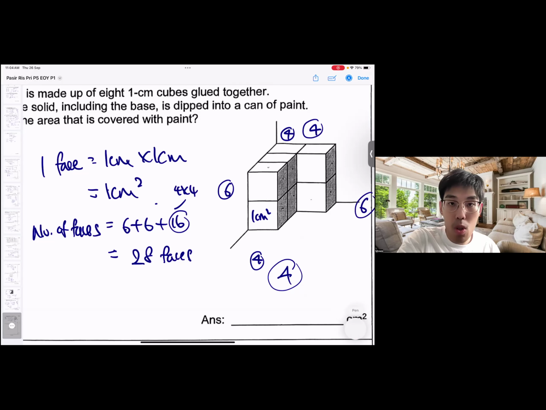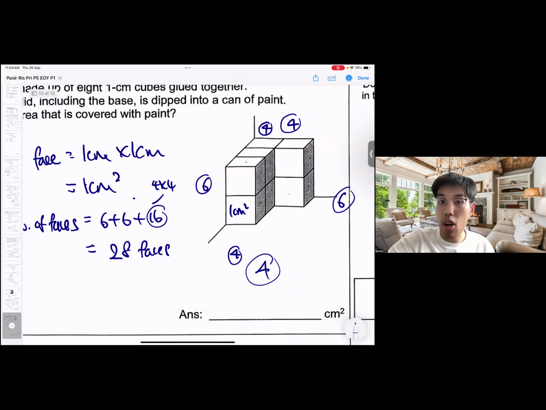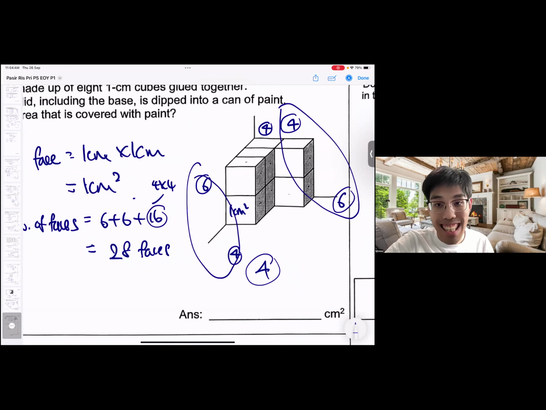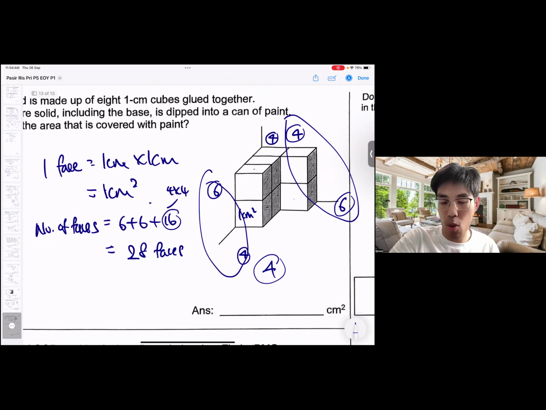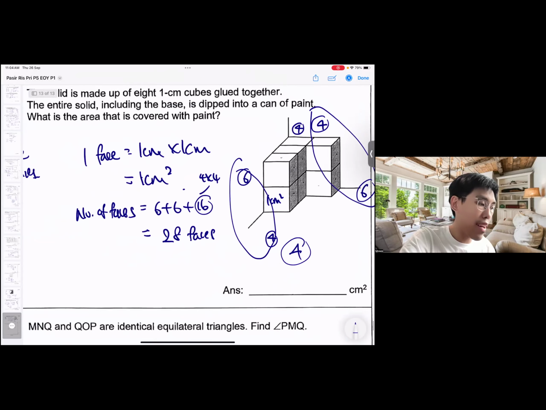Okay, another way we can also look into calculating and tabulating all this quickly, right? For me, I always teach grouping of tens. So I see 6 and 4 is 10. 6 and 4, 20. So whatever left, 28. Like that also can. Okay, so I like to group in tens, easier to count as well. Okay, so there are 28 faces.